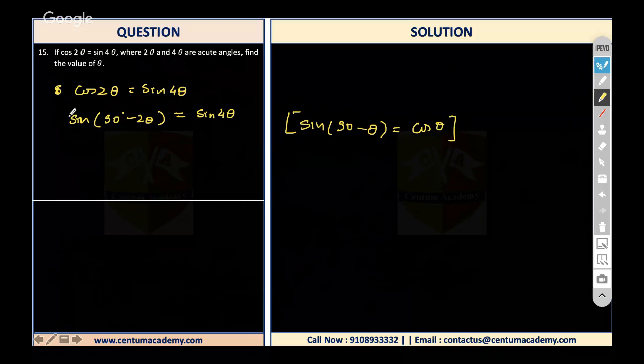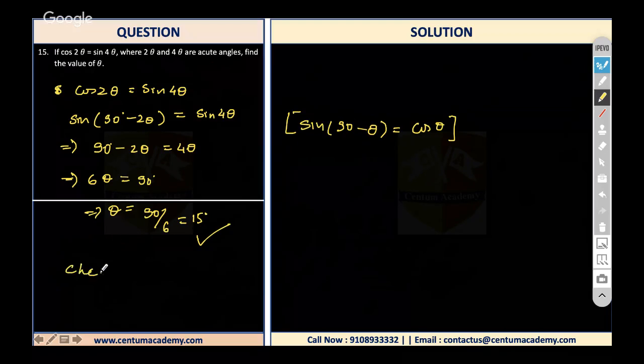Okay. So here, what will you say? You will say sine and sine are now equal, so you can say angles must be equal. 90 minus 2 theta is equal to 4 theta. So this implies 6 theta is 90 degrees, so theta is 90 by 6, which is 15 degrees. You can check also, cos 30 is root 3 by 2 and sine 60 is root 3 by 2. So hence theta is 15 degrees.